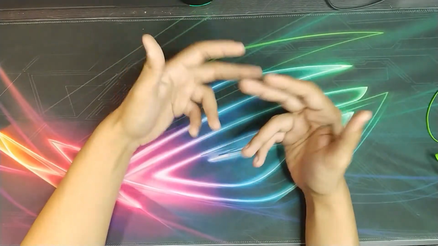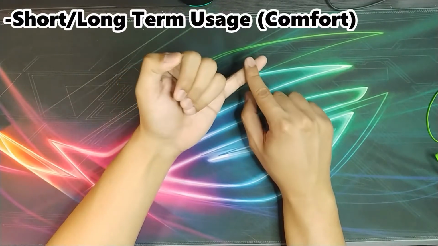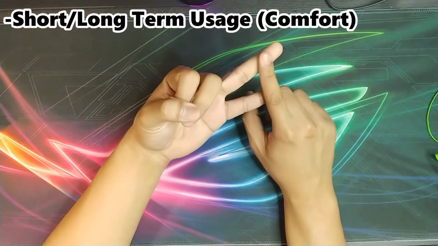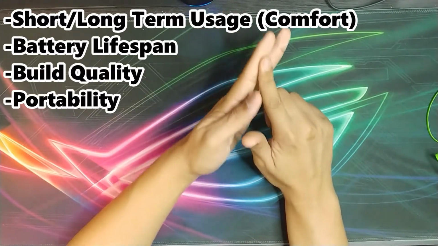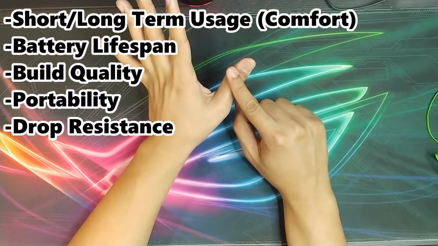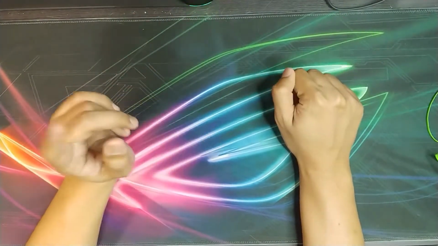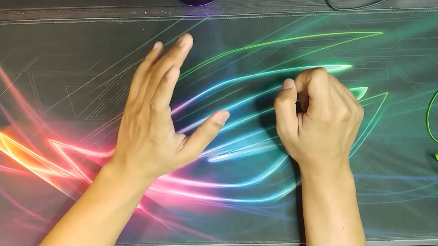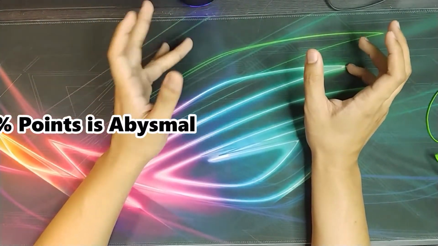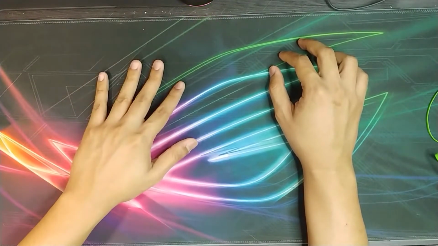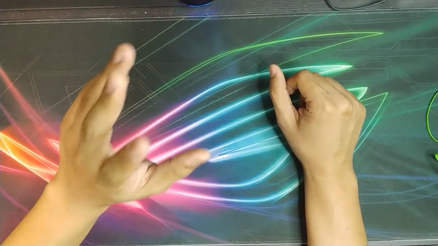To refresh your mind, what are the five things I look out for? Number one, short and long term usage, which is basically the comfort. Number two, the battery life. Number three, build quality. Number four, portability. And last, drop resistance. With all those five main points and also the minor complaints, our dear generic earpiece fared very poorly with about 27 points out of 100. That is actually terrible. Will our next competitor do better? Obviously. But how much better, we will find out.